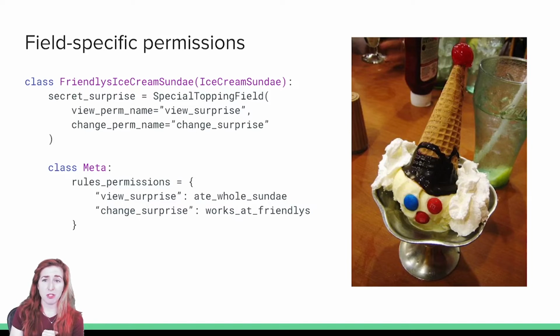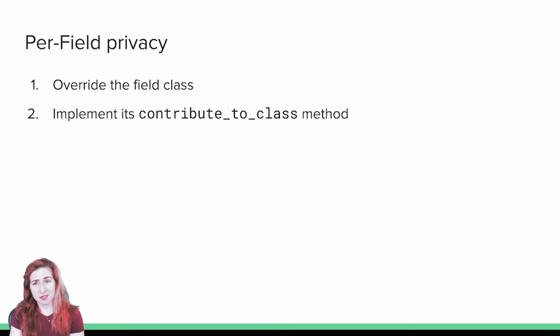So if I were to represent the Friendly's Ice Cream Sundae as a model class, it would have a secret surprise field with custom permissions. I may be able to view and eat the whole sundae, but I can only know what the secret surprise is, or that it even exists, once I've completely eaten the whole sundae. Because every once in a while, there's a very sad day where there's no secret surprise and it's terrible. To set the secret surprise, you must be a Friendly's employee. So you could define the predicates like this. So that's an example of a use case of per-field privacy.